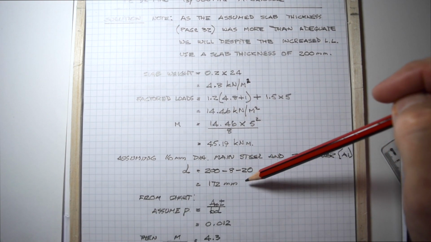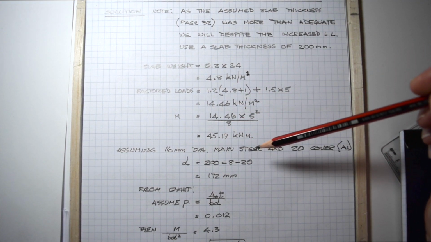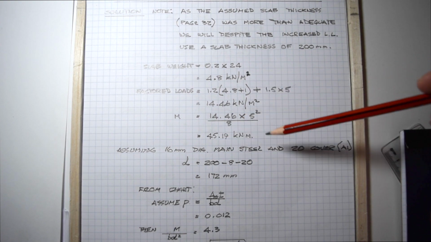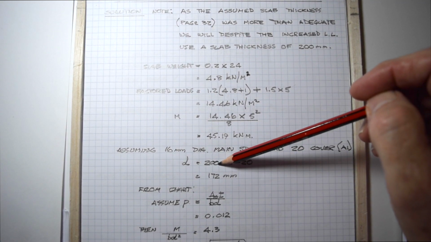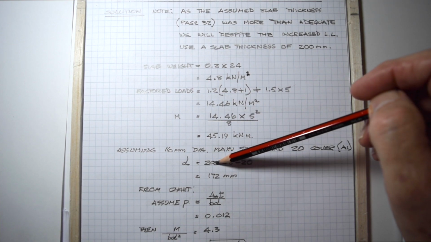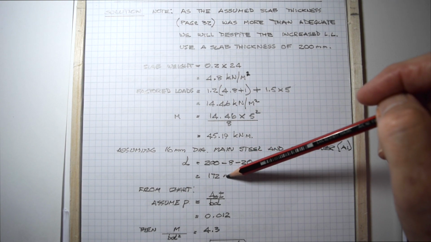And here I've assumed a bigger diameter of bar, because the moment's going to be bigger due to that extra live load. Using 20 millimeter cover and 200 thickness in this particular case, our effective depth is 200 minus the cover minus the radius of the bar, 172 millimeters.